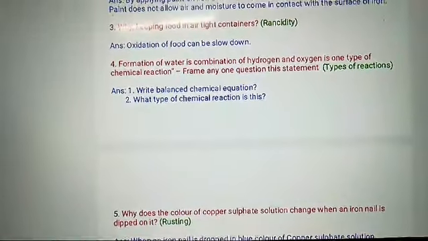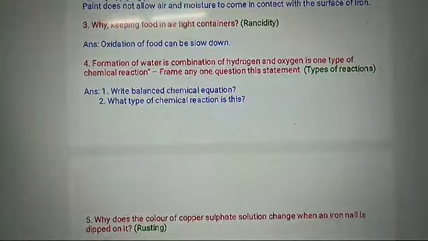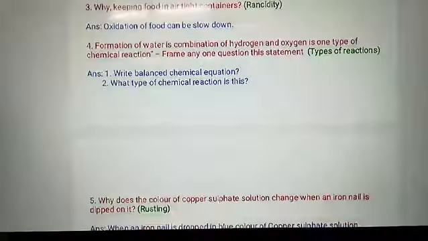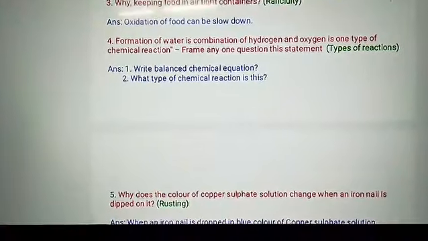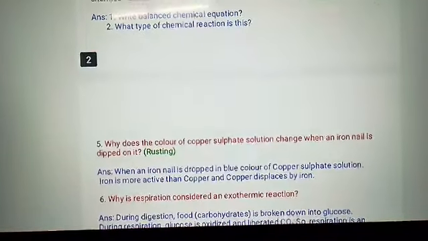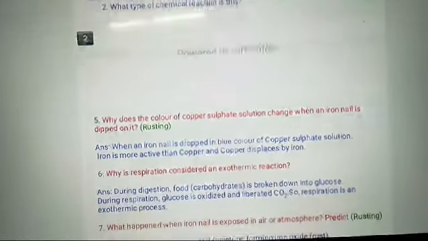Formation of water is a combination of hydrogen and oxygen. It is one type of chemical reaction. Frame any one question from this statement. Write the balanced chemical equation: 2H2 plus O2 gives 2H2O. What type of chemical reaction is it? The reaction is a chemical combination reaction.